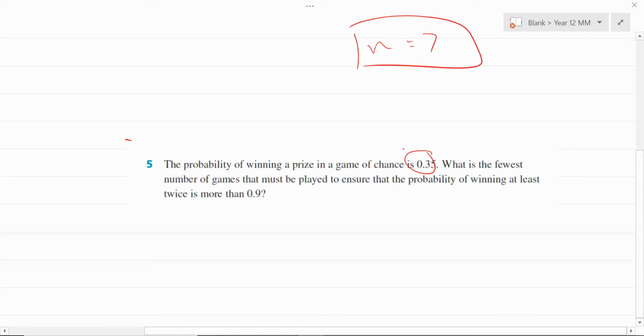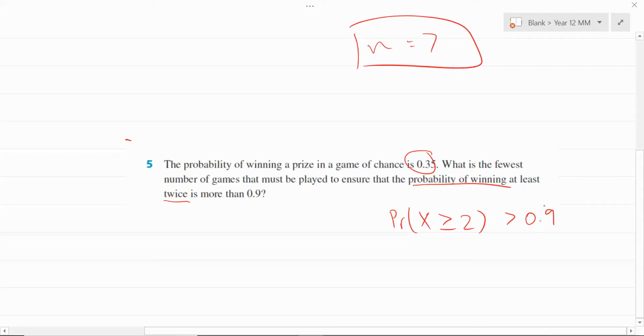So the question now is, what is the fewest number of games? So how many games do I have to play to ensure that the probability of winning at least twice? So now X is the chances of winning. So probability of winning is at least twice, so 2 or more. And I want that to be more than 90% of the time. So 90% of the time, I want to win 2 or more, right?